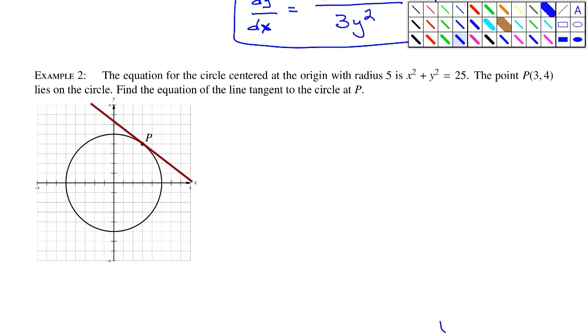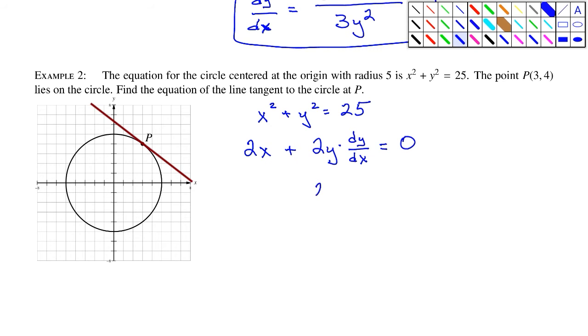So let's start with the equation of the circle, and we want to find the derivative. Since it's not y equals, we'll have to take the derivative implicitly. So this is going to be 2x plus 2y, and you just took the derivative of y, so we have to multiply by dy/dx. And that's equal to the derivative of 25, which is 0.